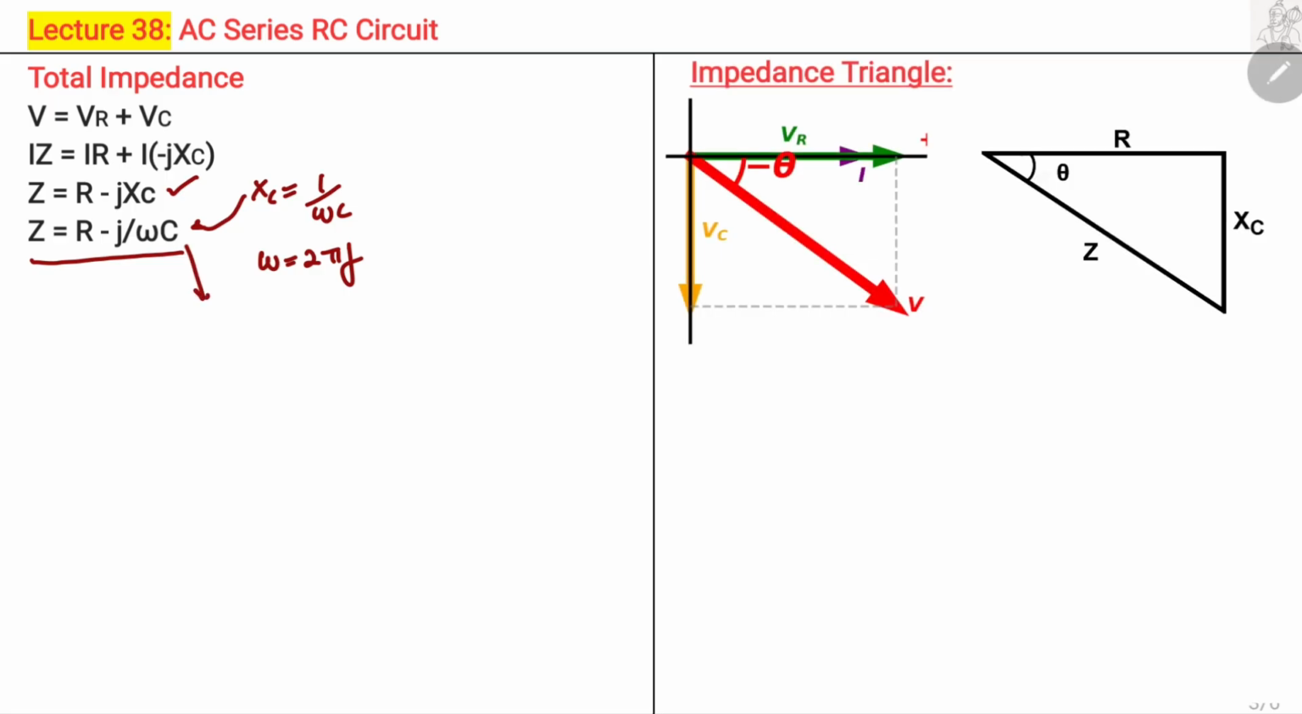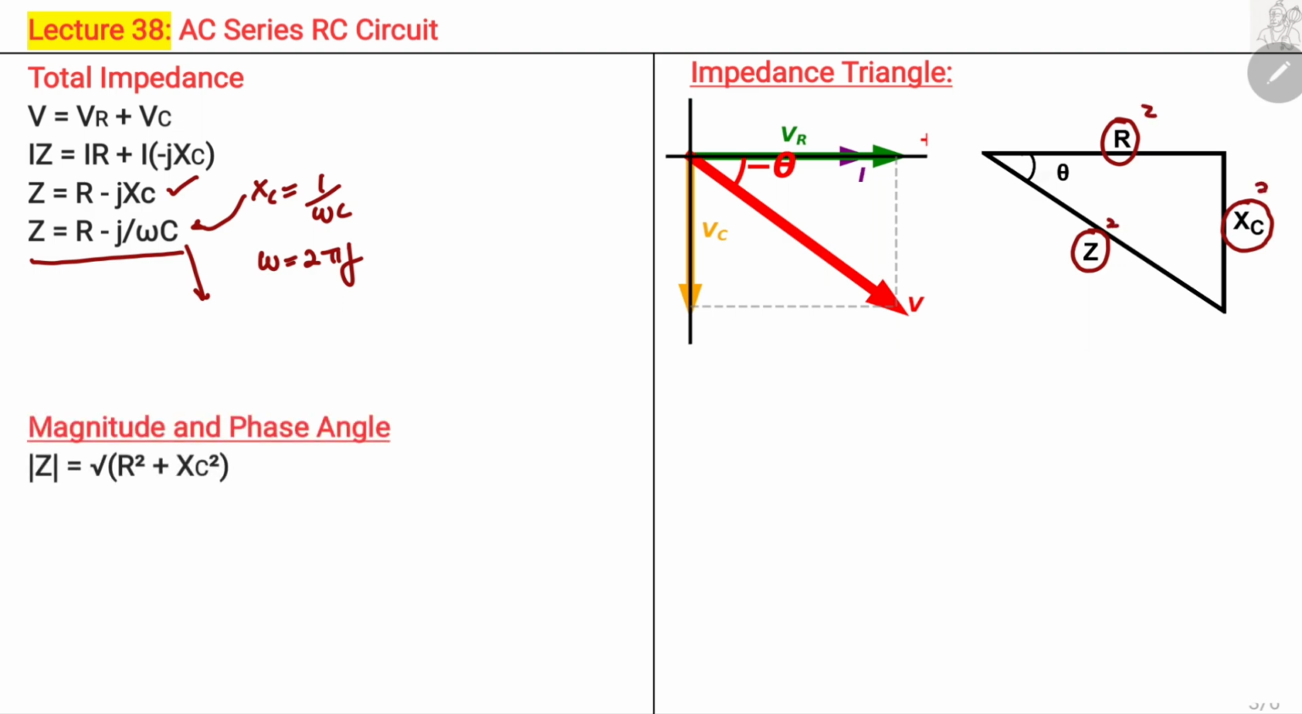Using this equation, we can draw the impedance triangle, in which the base is represented by the resistance, the perpendicular represents the capacitive reactance, and the hypotenuse is represented by the impedance. In this triangle, Z squared is equal to XC squared plus R squared. Therefore, the magnitude of Z is the square root of R squared plus XC squared, and tan theta is equal to the imaginary part, that is minus XC divided by R. Therefore, theta is equal to tan inverse of minus XC by R.